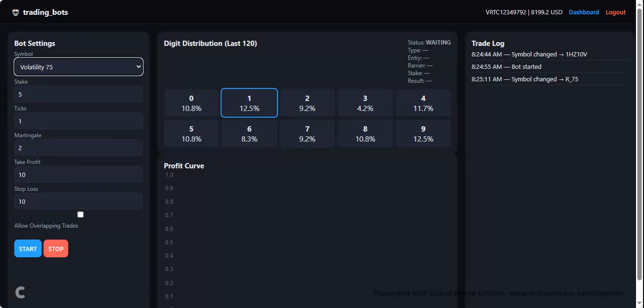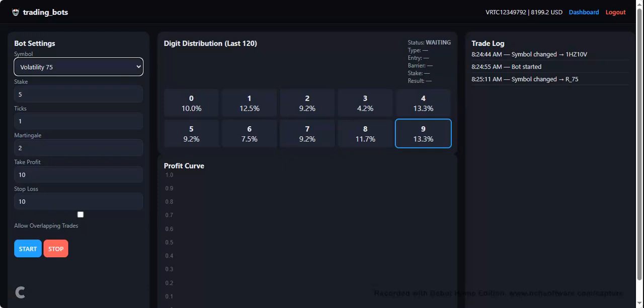If the distribution indicates increased probability above the lower digit band, the bot executes an Over 2 trade. Conversely, when the upper digit band shows strong statistical presence, it deploys an Under 7 trade. This decision framework allows the bot to respond quickly to short-term digit imbalances that occur in fast-moving tick environments.